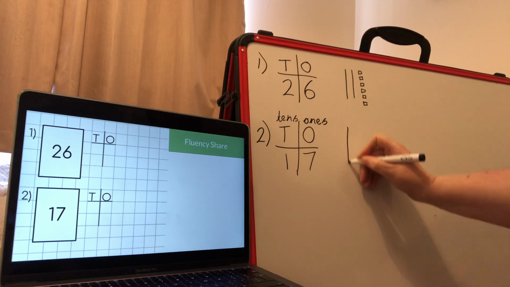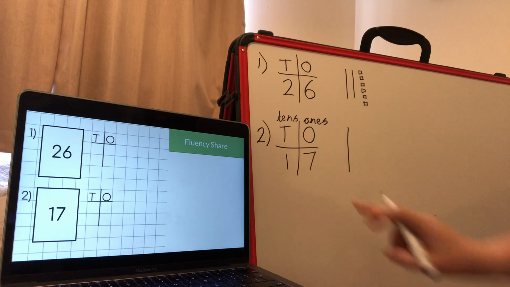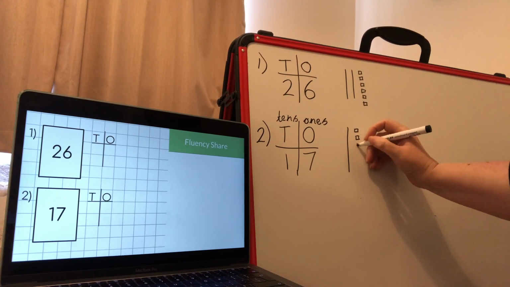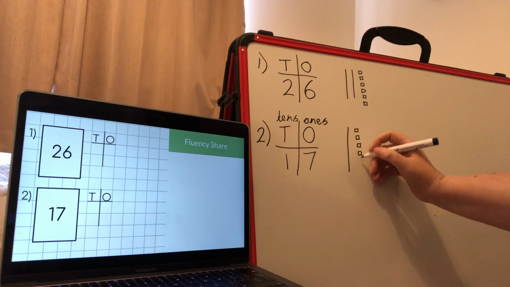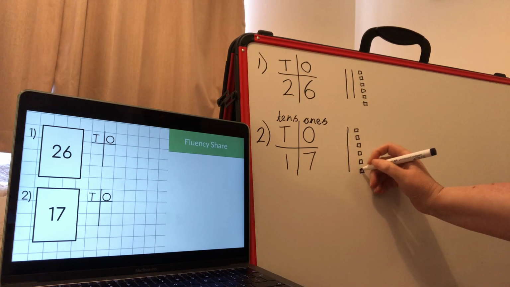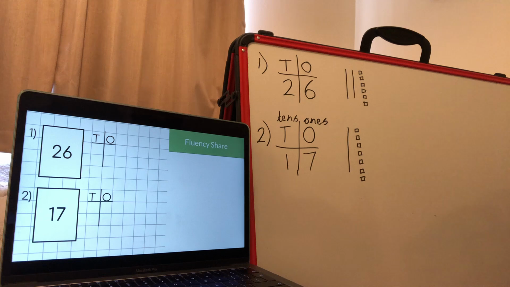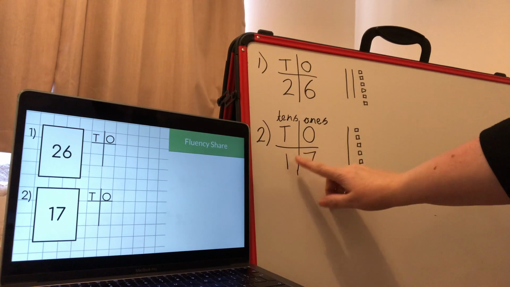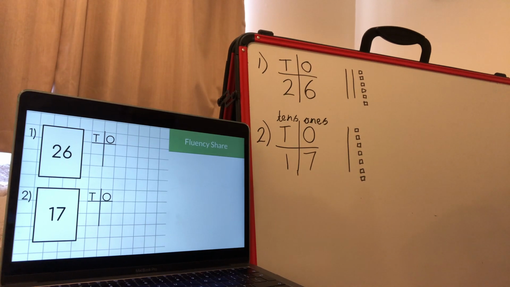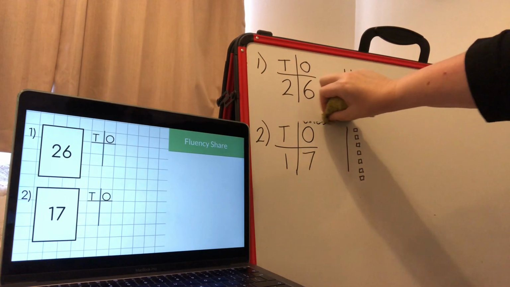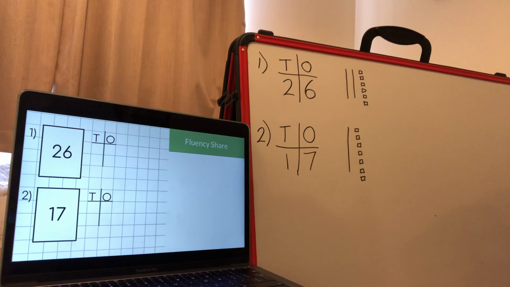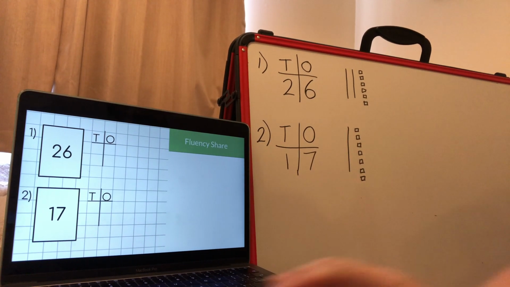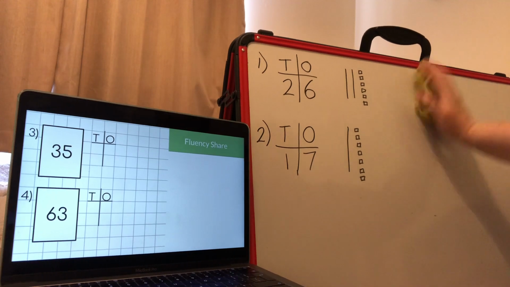So I'm going to draw my tens rod for 1 ten and then 7 ones. I'm going to draw those as little squares. 1, 2, 3, 4, 5, 6, 7. So when you do questions, you need to have the question number, your tens and ones grid with the numbers in it. You won't need to write these words, okay? And you need to draw your Deans. 1 ten and 7 ones. Okay, let's move on to question 3.